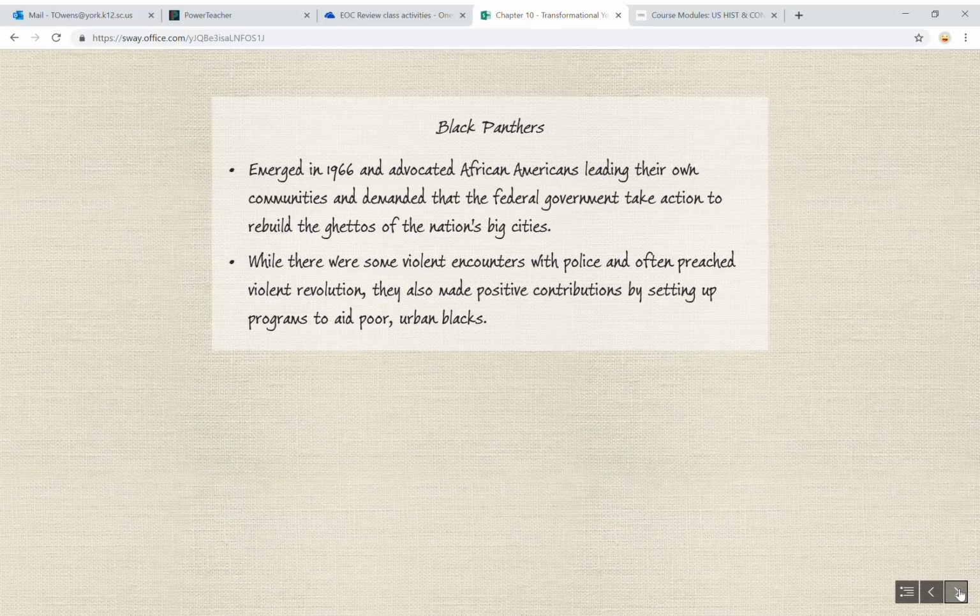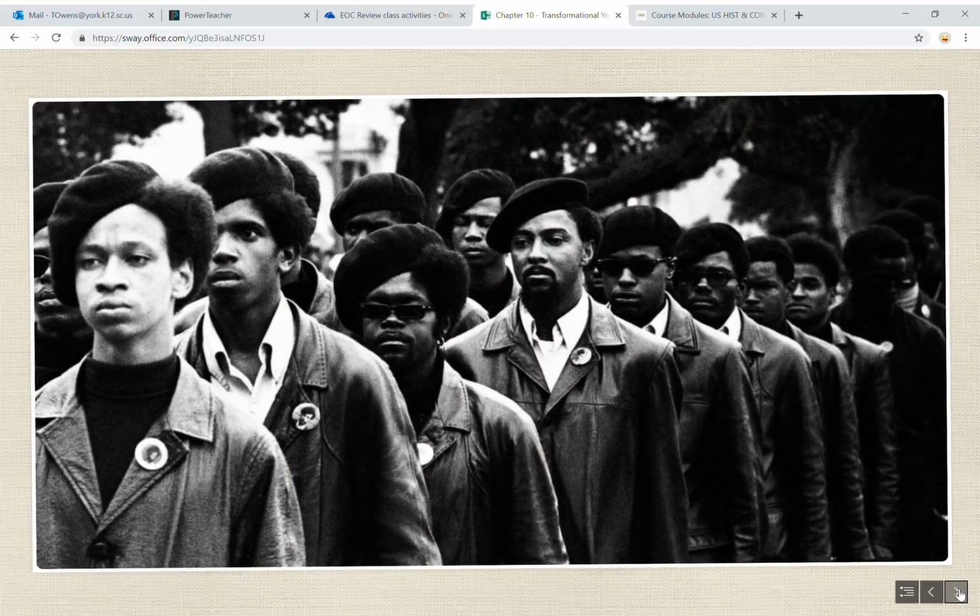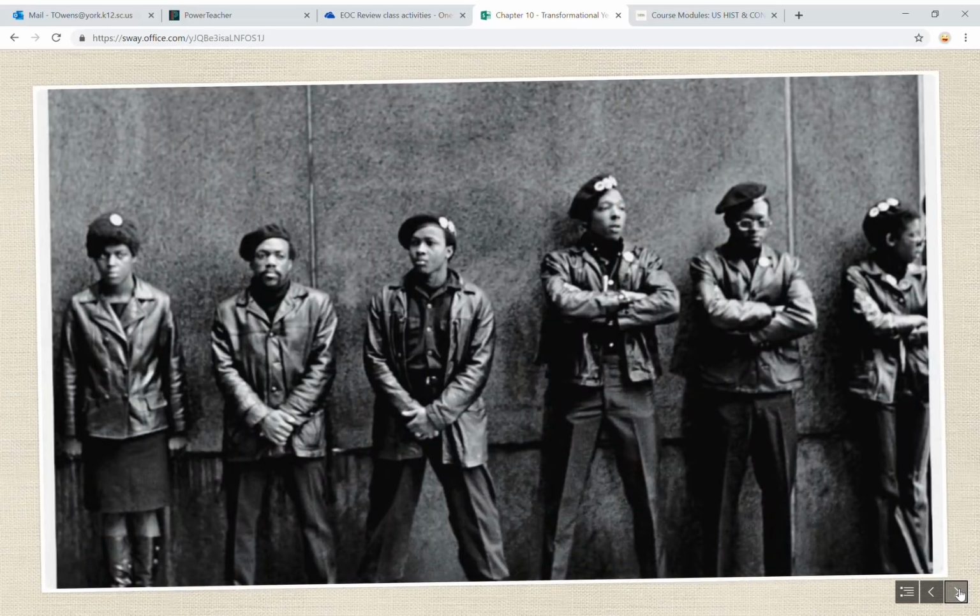Okay, there are some violent encounters with police, and they do talk about violent revolution, but they also have some positive contributions in their communities, setting up aid to the poor. But they are very much a paramilitary group. They're not wearing a strict uniform, but you notice that they're all wearing the leather coat. They've got the beret. They've got the button. And if you look at some of them, it's kind of hard to see in this picture, but he's got his pants tucked into his boots, and it has this very military look.